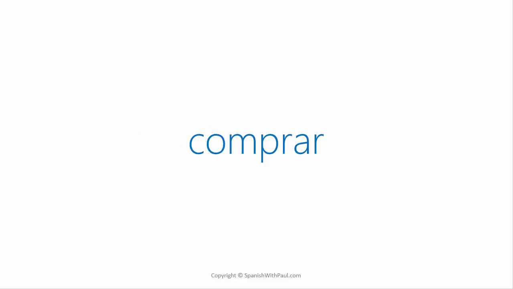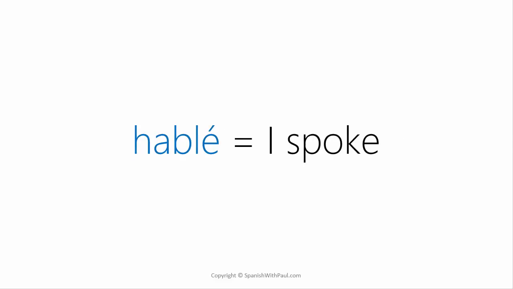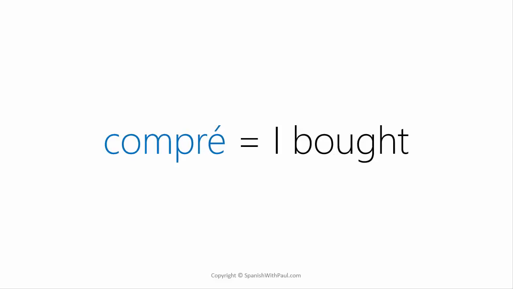If we take another verb, comprar, it works in the same way, the same formula. So we take comprar, we get rid of the AR ending, and we replace it with an E with an accent. So now we have compré. So compré would mean I bought. Now you can see that the sound remains the same. We have hablé, I spoke, compré, I bought.